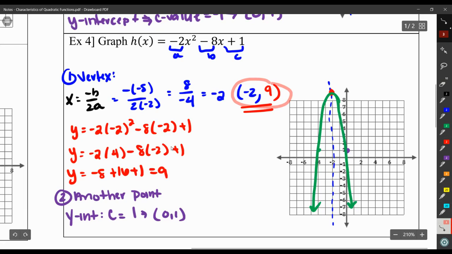Your vertex is at -2, 9. A is -2, B is -8. So when you plug those in, make sure you keep your signs. Find the x first, take that x and substitute it back in to find a y value of 9. And then I can find any other point, but I know since this is standard form, the easiest point is that y-intercept right here at the c value of 1.